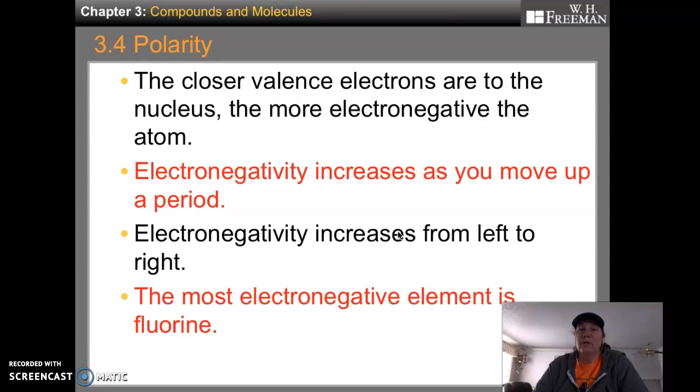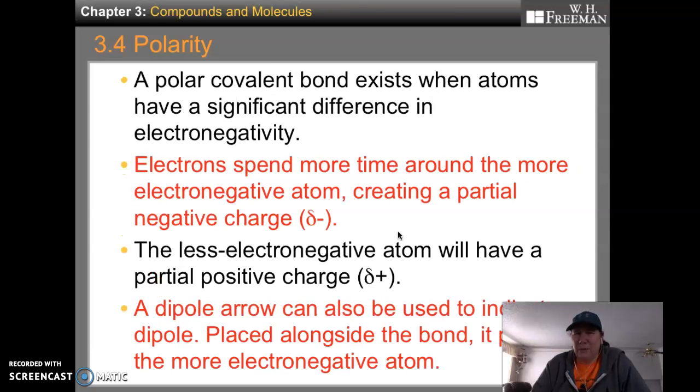Okay, so electronegativity increases as you go from left to right, and as you go up the chart. So in the very top corner, you have fluorine. That's the most electronegative element. On the very opposite corner, you have the least electronegative. That's cesium, okay, and francium. I guess they're both the same.